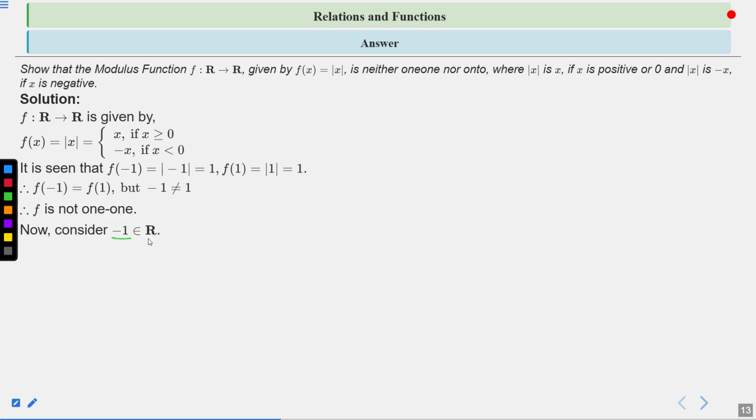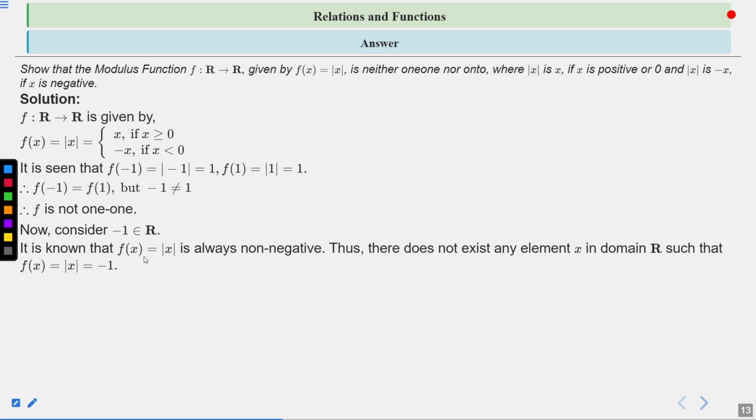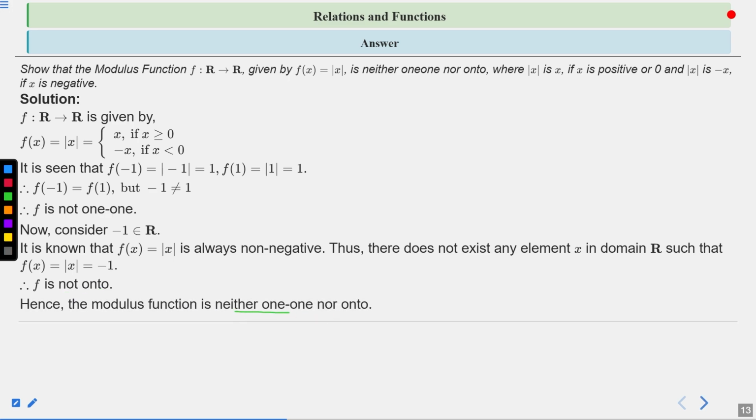Now consider minus 1 from the codomain set. By definition, it must be clear that the output of f(x) will always be non-negative. So there does not exist any x from the domain set such that f(x) is minus 1, because this will always be non-negative. I hope it is clear. Therefore f is not onto. Hence the modulus function is neither 1-1 nor onto.